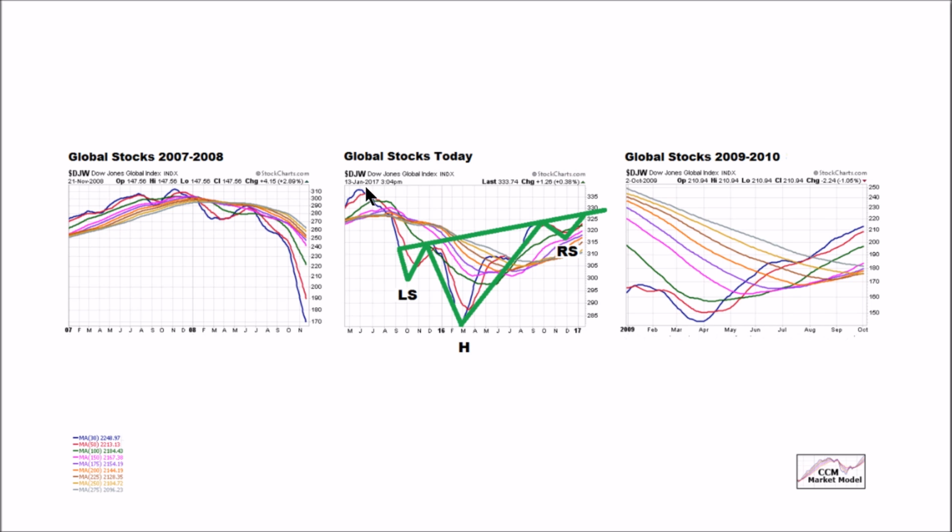It's possible that on January 13th, 2017, if we use the fastest moving average, the 30-day, as our basis here, we have a bottoming pattern in global stocks with a left shoulder here back in calendar year 2015. The head is near the low in 2016, and the right shoulder formed here late in 2016, and it's trying to possibly clear the neckline in January of 2017.